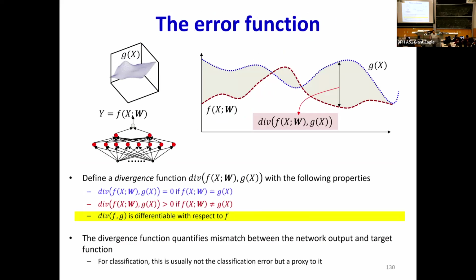Our divergence function has these properties. It takes two inputs, in this case f and g, and the divergence will be 0 only when f equals g. When f doesn't equal g, then the divergence is going to be positive. Regardless of whether f is greater than g or less than g, if the two are not the same, the divergence will always be positive. And finally, of course, we're going to define our divergence function so that it's differentiable with respect to f, so that we can chain things together to compute how much changing an individual parameter changes the overall divergence.